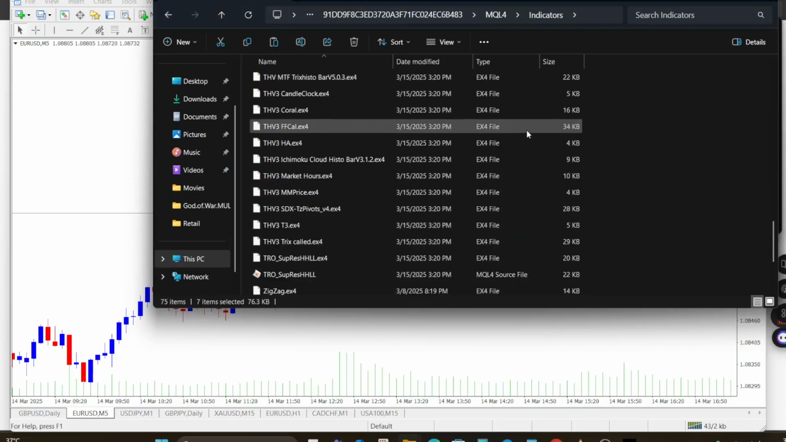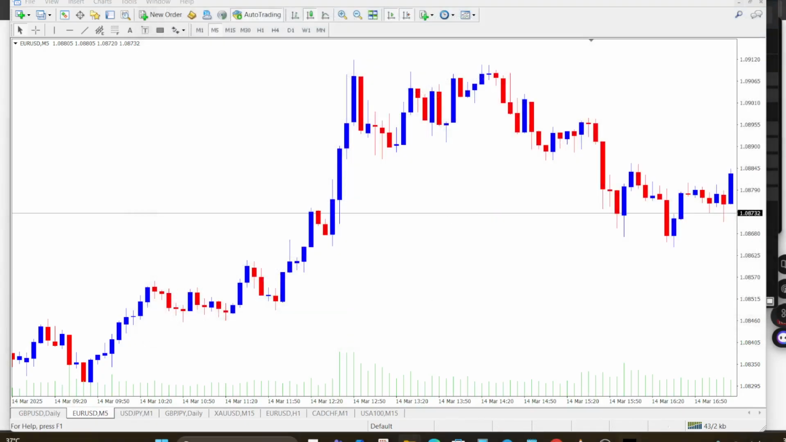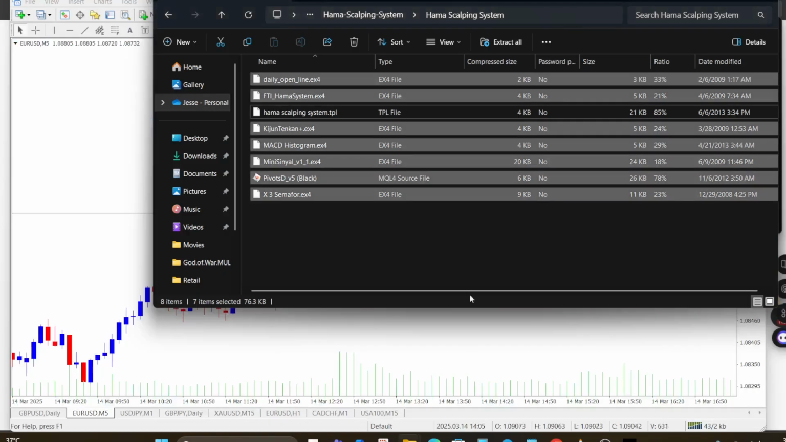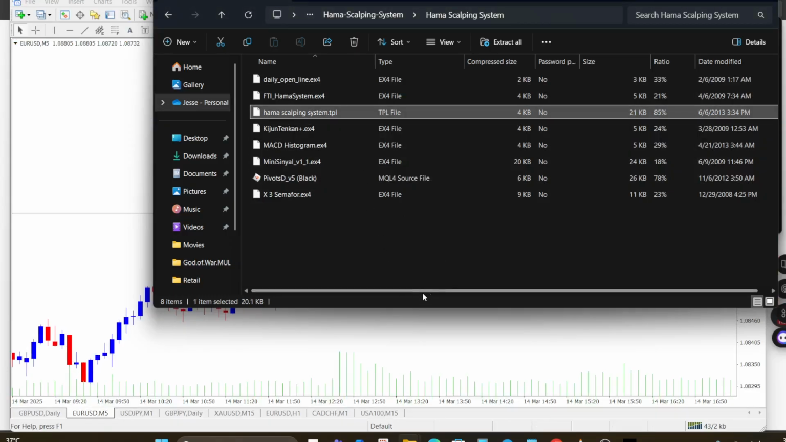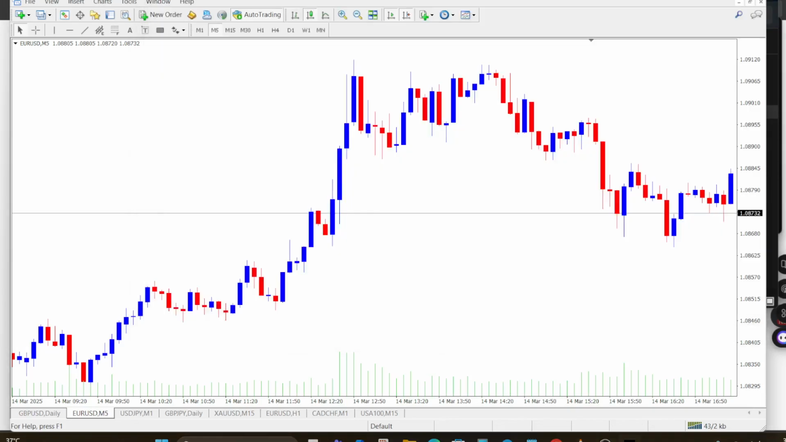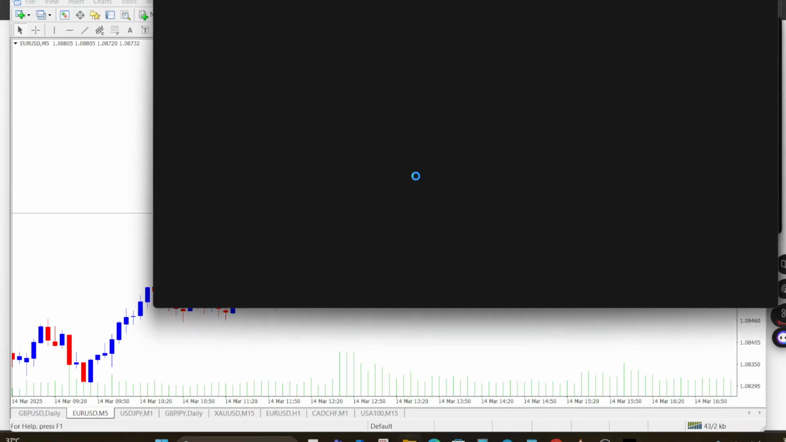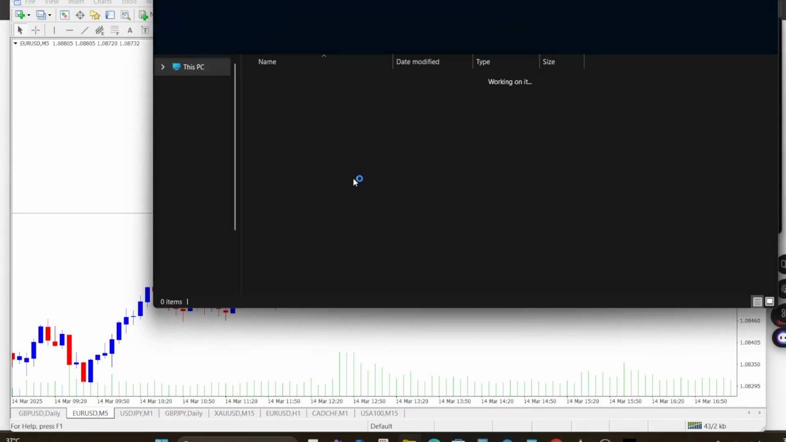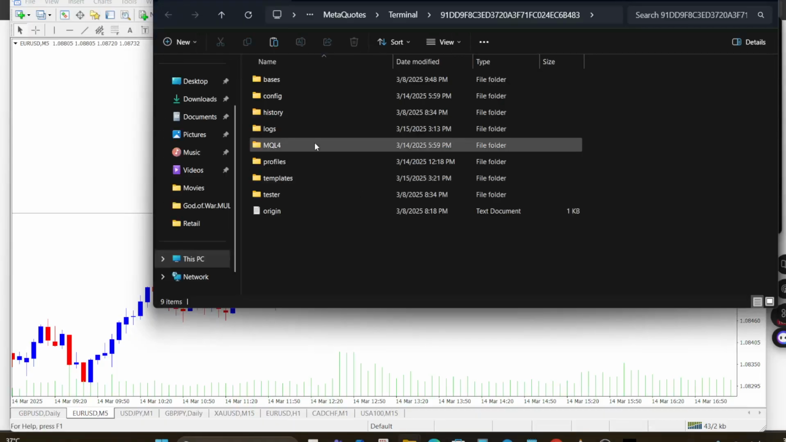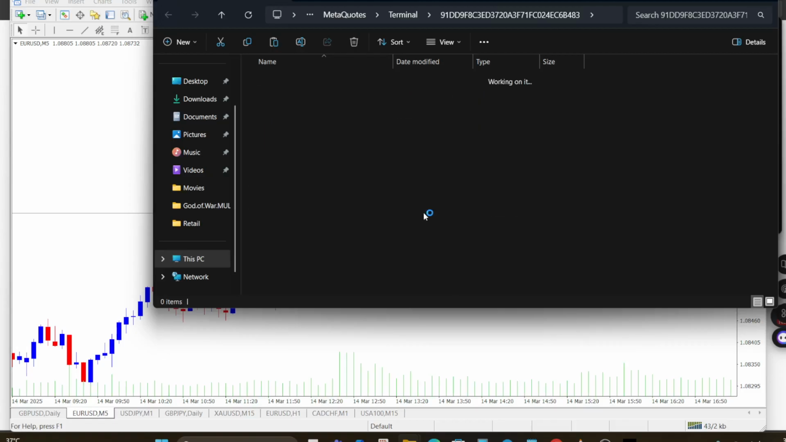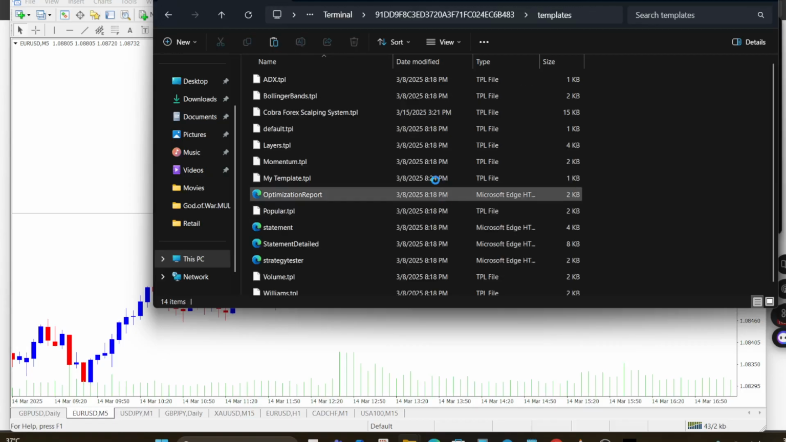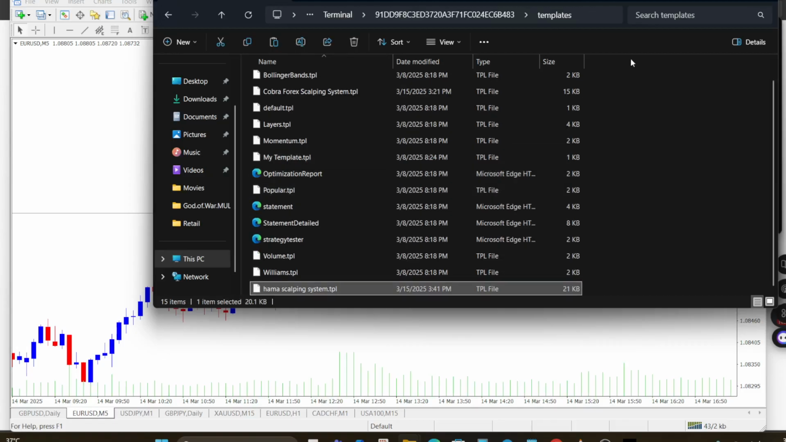Once you are through with that, then you can exit this. Then you go back to this folder and you copy the templates. When you copy the templates, you come here, you go back to your data folder. You click on templates, and then you paste the template in here. All right, the Hama scalping system template.